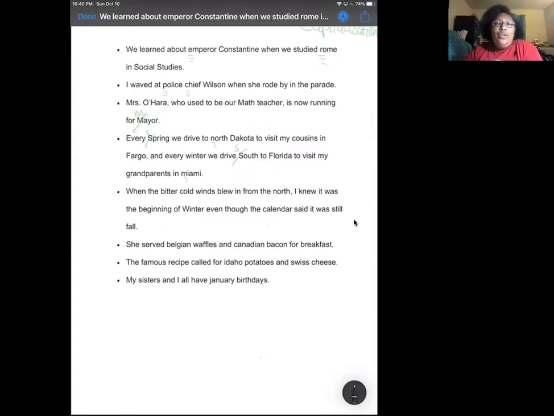Okay, next one. When the bitter cold winds blew in from the north, I knew it was the beginning of winter, even though the calendar said it was still fall. Whew. We're still doing cardinal directions here, and we're doing seasons on the calendar. So let's look at the first thing. Let's look at when the bitter cold winds blew in from the north. Okay, we just talked about this. We're talking about a region, right? We're not talking about the direction. We're not talking that the winds blew north.